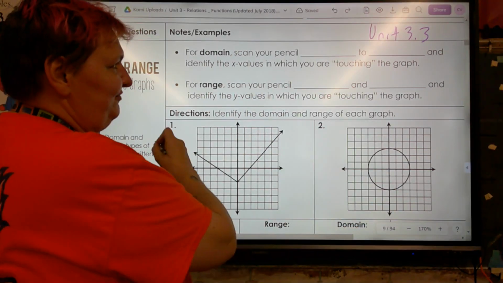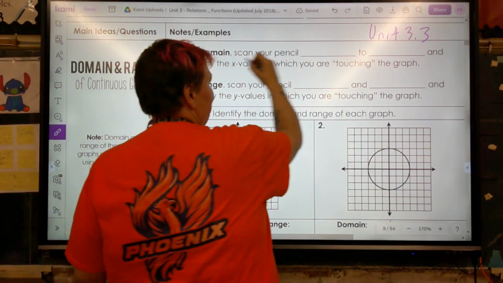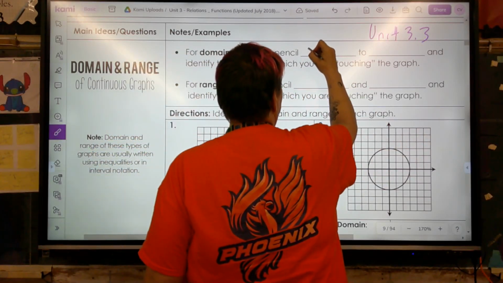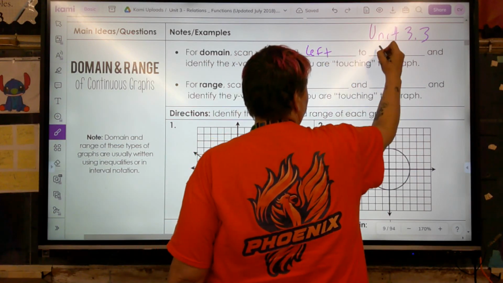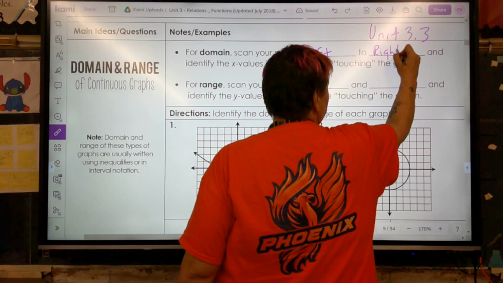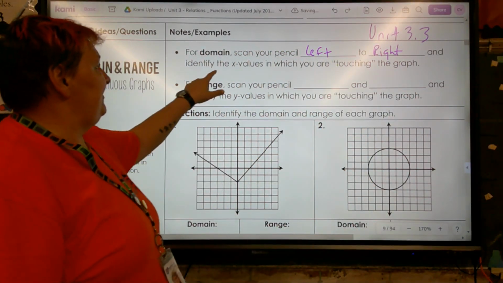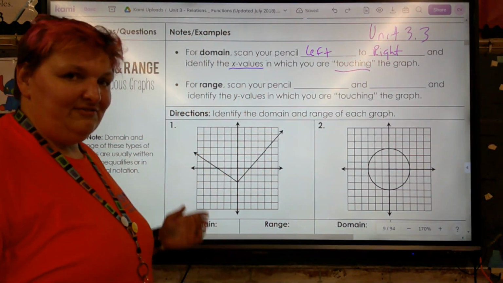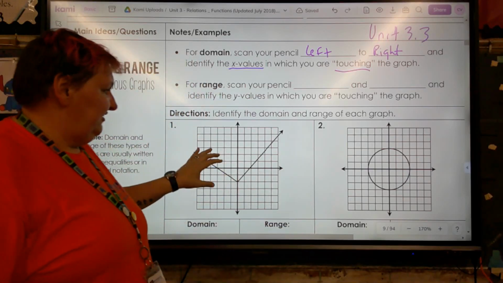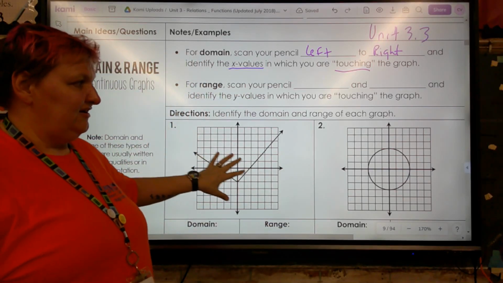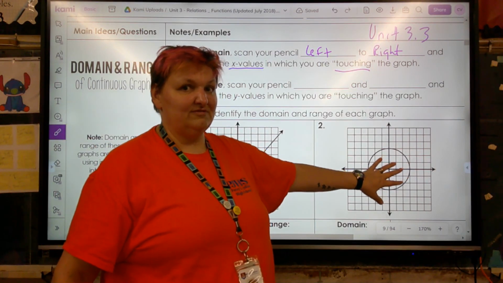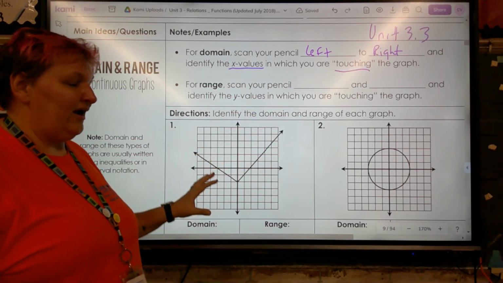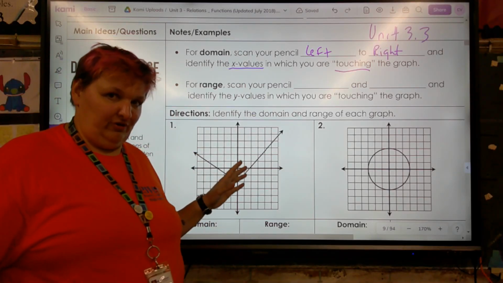scan your pencil left to right. Remember, domain is your x-axis, your horizontal. Scan your pencil left to right and identify the x values in which you are touching the graph. So you have to think bigger than the graph. You have a tiny piece of the graph. Sometimes that tiny piece is enough. Sometimes it goes on forever. And you have to imagine it goes on forever.